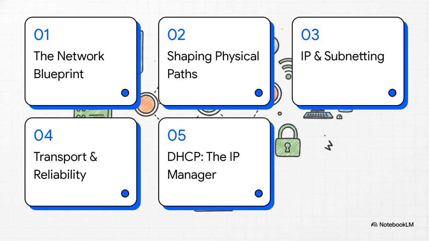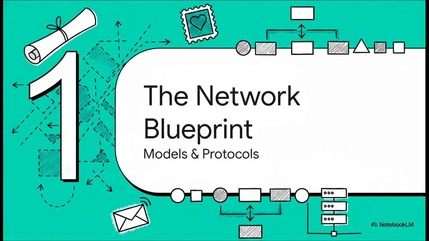Here's our mental map for today, which will perfectly structure your prep for any upcoming exams or technical interviews. We've got 5 parts. First, the network blueprint. Second, shaping the physical path. Third, IP addressing and subnetting. Fourth, transport and reliability. And finally, DHCP, the IP manager. Let's jump right into part 1, the network blueprint.